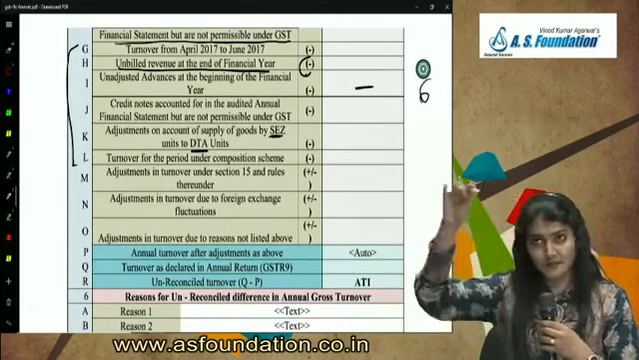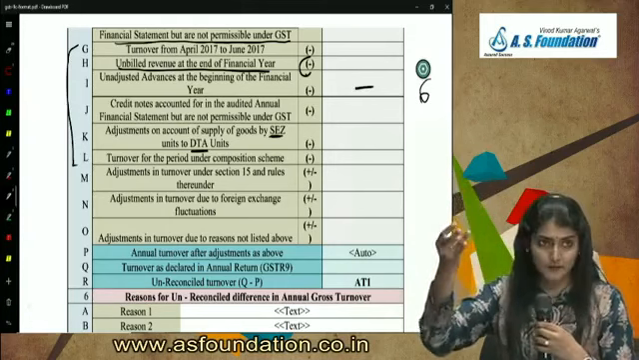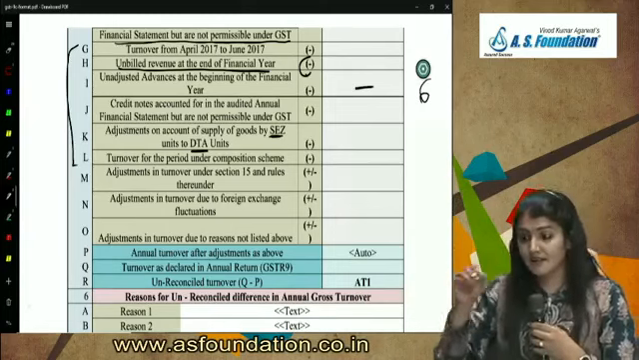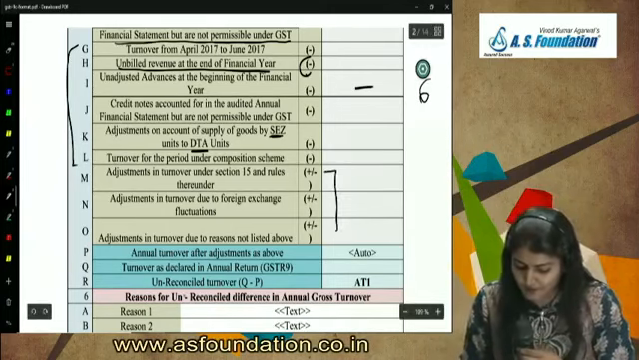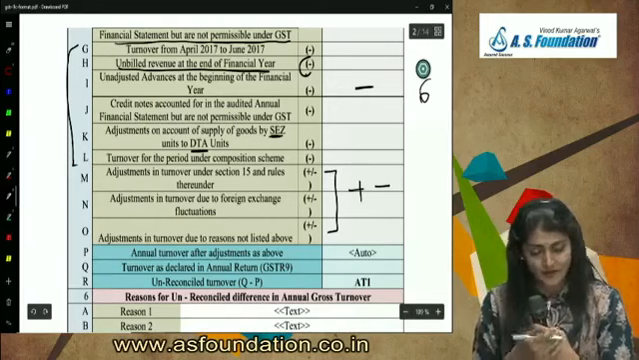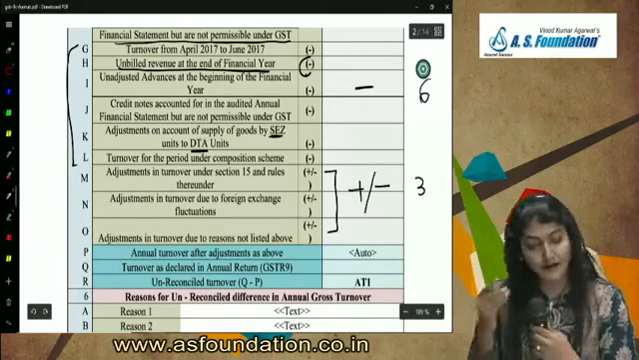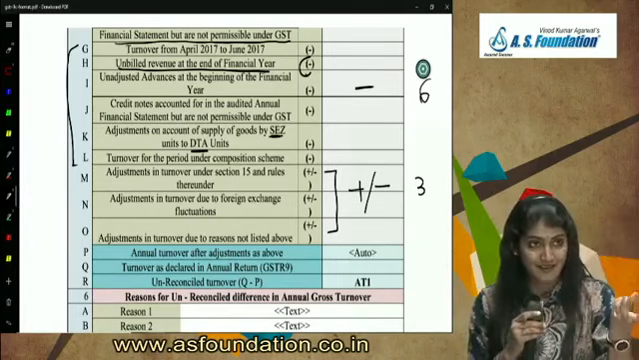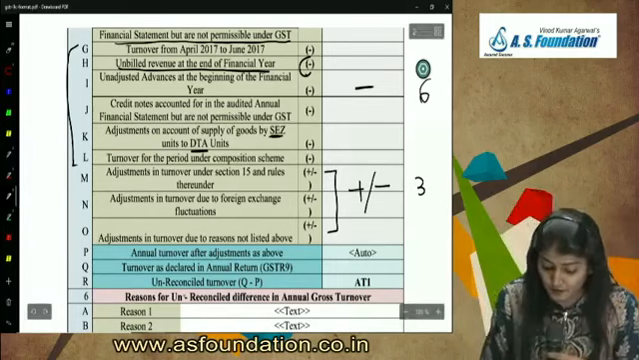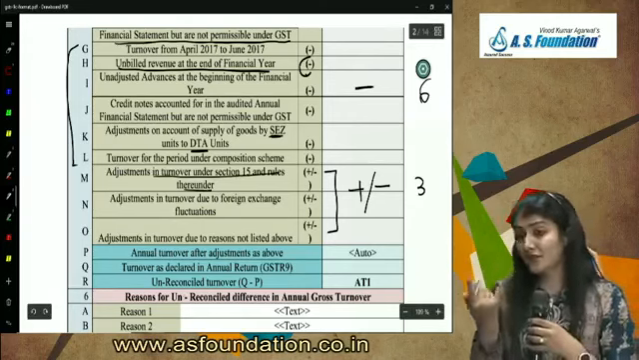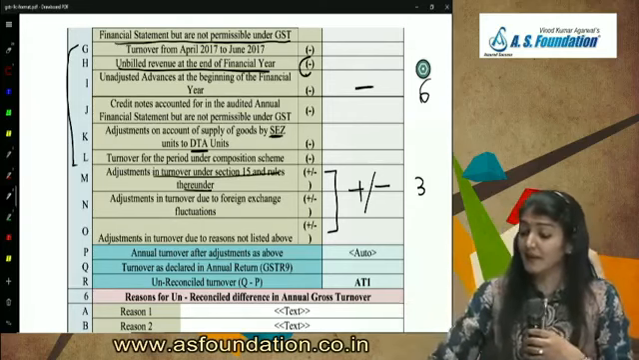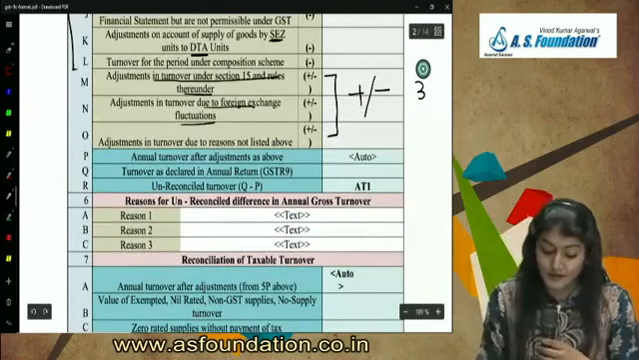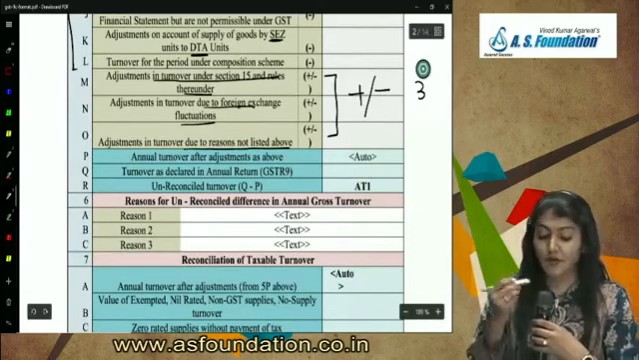So A is turnover, then B, C, D, E, F is the addition, then after F, G, H, I, J, K, L is the deletion, and then you have 3 points which is plus minus. It could either be plus or it could be minus. There are some valuation rules under the GST law also. So adjustment in turnover due to the valuation rules under section 15. Then adjustment in turnover due to foreign exchange fluctuation. That is the next one. And the last one, adjustment in turnover due to reasons not listed above.